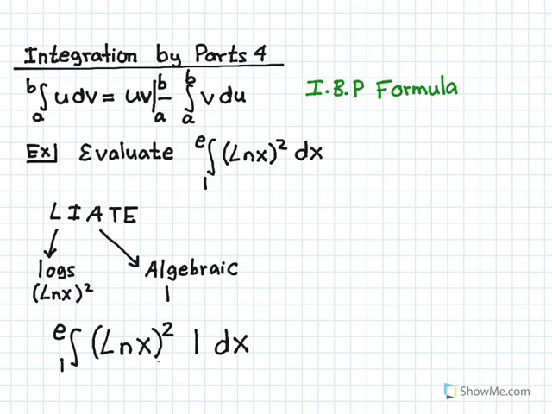We're going to apply the LIATE principle. L stands for logs. In this case, that would be (ln x) squared. And A stands for algebraic functions. In this case, that would be 1. So we're going to write this as (log x) squared. This part is u. And 1 dx, this part is dv.